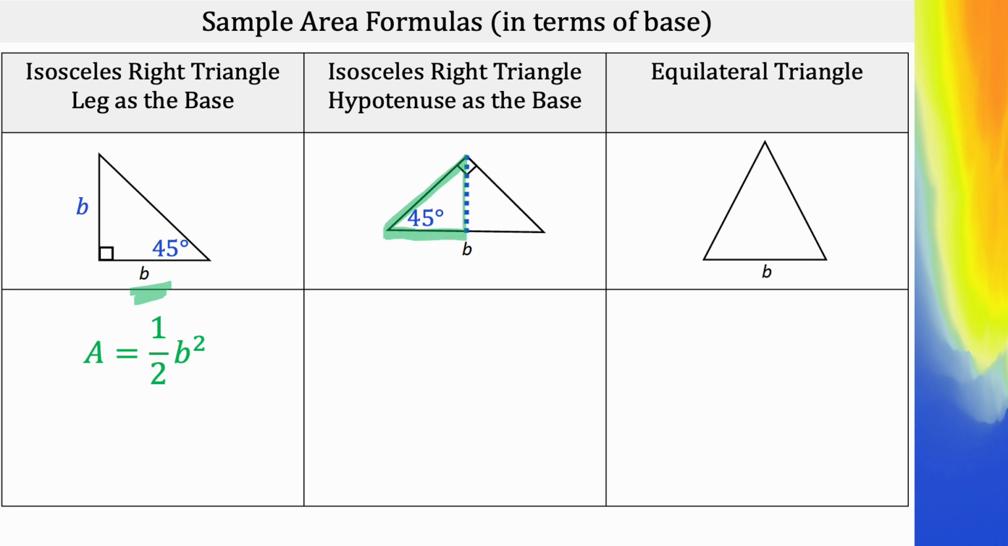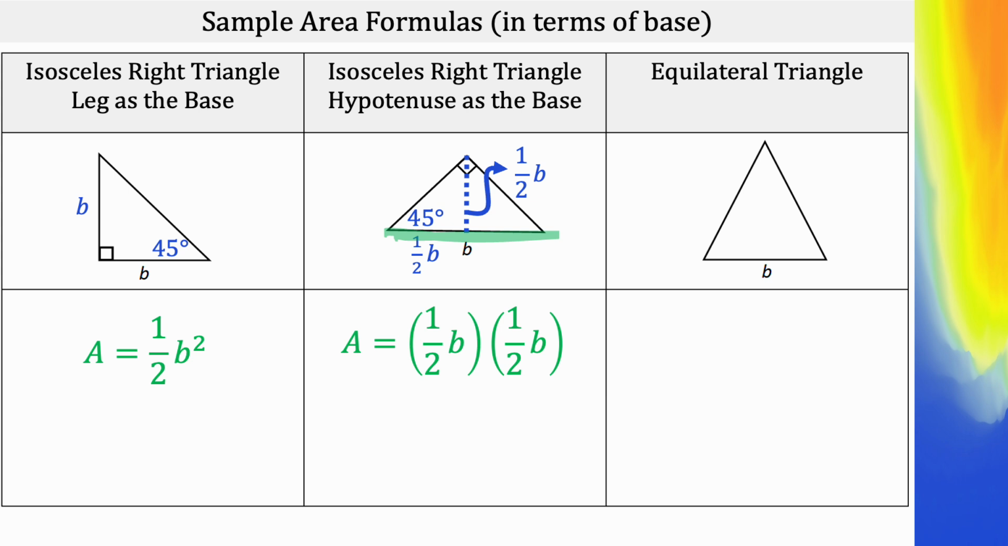And the base of just that little guy is 1/2 b. But that's really helpful because the height is the other leg of that 45, 45, 90 triangle. So the height is, well, 1/2 b. So back to looking at the whole triangle, if I want the area of it, I take 1/2 base times the height. So 1/4 b squared.